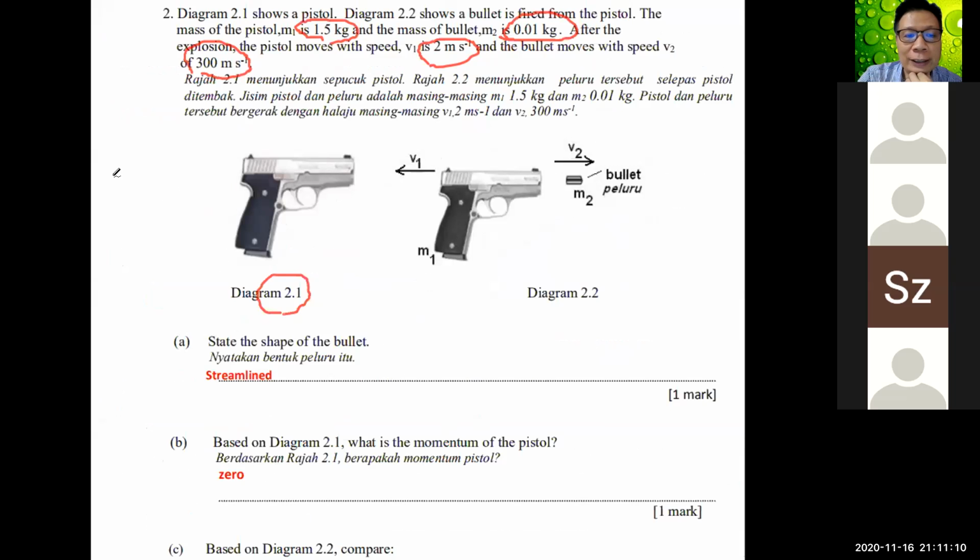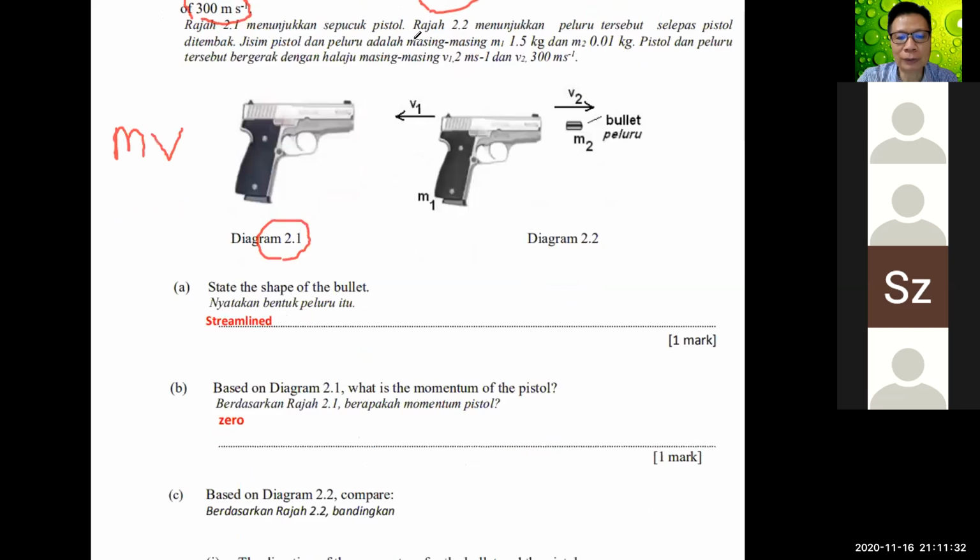Momentum, our formula is mv. You must have mass and you must have velocity, then only you have momentum. But this one has mass but no velocity, not moving, so no momentum. Zero. Okay?